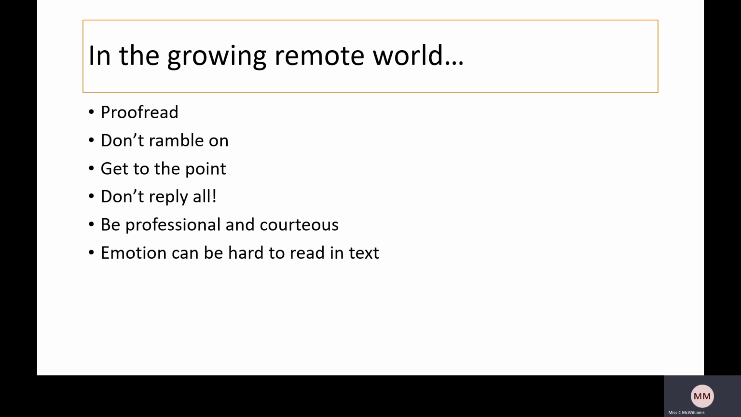This is another really important one. Don't hit reply all. Again, with such huge volumes of email traffic, nobody wants to read an email that they don't need to. So don't waste their time. As ever, be professional and be courteous, and do keep in mind, and we all know this from text messages and things that happen online, that emotions can be really, really hard to read in text. So if you are writing something that does include how you're feeling, then maybe think about whether this email is the best way for me to be communicating this.